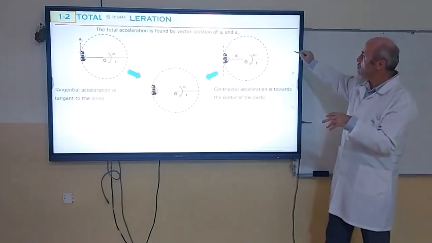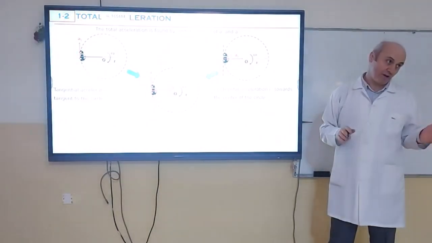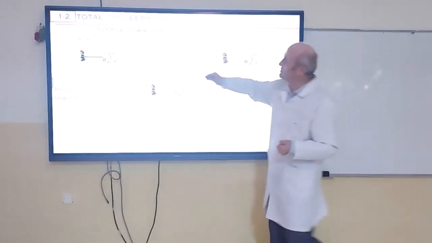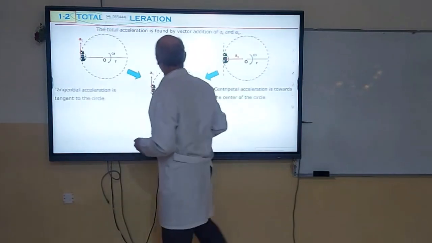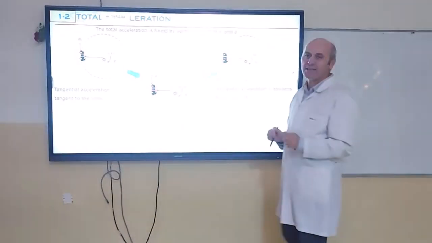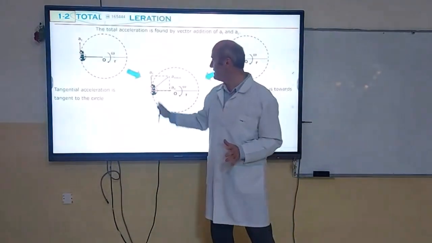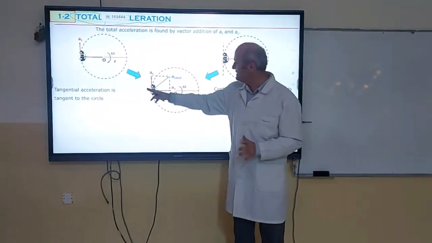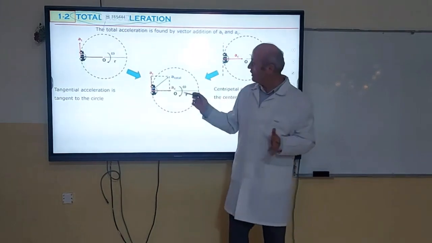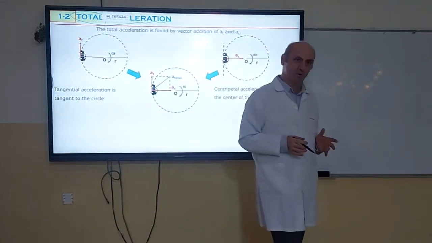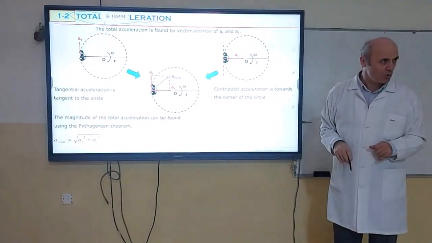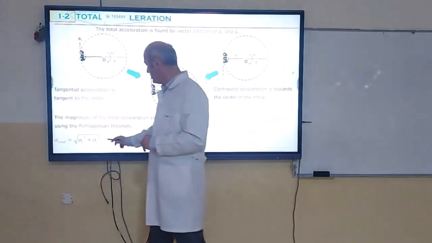When we draw them on the same circle, because both are accelerations, the same type of quantity, we can add them to calculate total acceleration. So AT and AC are added and we find total acceleration. AC and AT are always perpendicular, because AT is tangential to the circle and AC is radial, along the radius. So the angle between tangent and radius is 90 degrees. If two vectors are at 90 degrees, we can add them by Pythagorean theorem: total acceleration equals the square root of AC squared plus AT squared. This is the equation we use to calculate total acceleration.